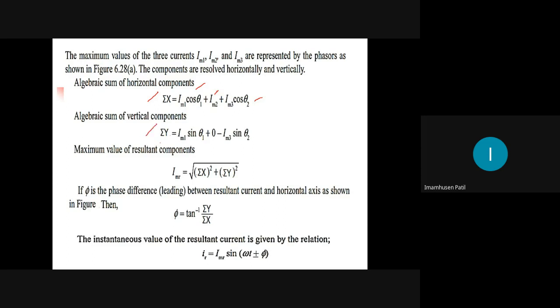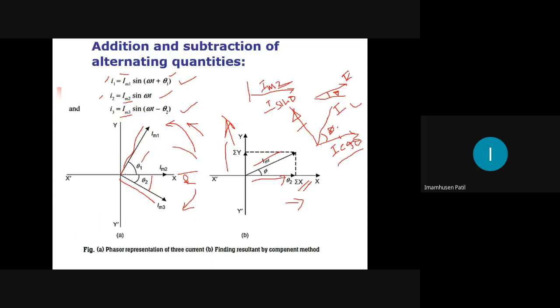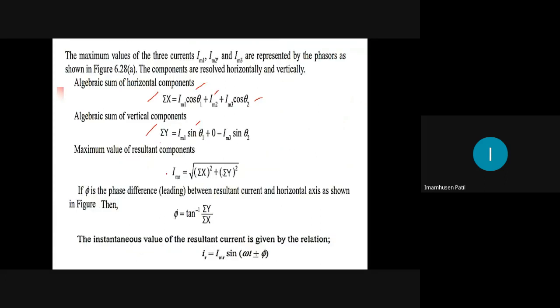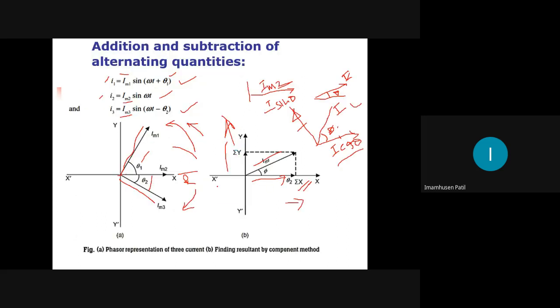Similarly, the summation of vertical components: summation of y is equal to IM1 sin theta 1, plus for IM2 it is sin 0, since the angle is 0 here and sin 0 is 0. Or if you see the projection on the vertical, the projection is 0. So the y component of the second quantity will be 0, because sin 0 is 0. Here, minus IM3 sin theta 2.